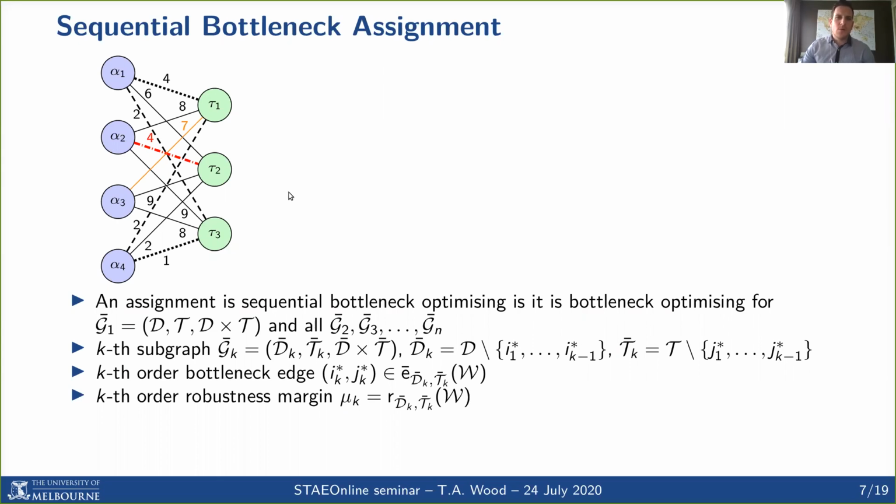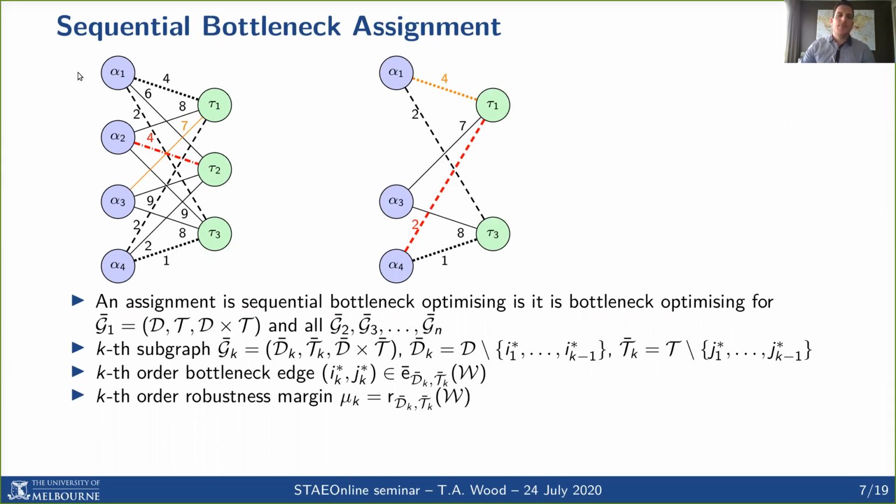So we perform what we're calling a sequential bottleneck assignment. The first step is the normal bottleneck assignment, and then we remove the agent and the task that we have assigned in that step. We then obtain this reduced graph and do the same thing here. We look at a bottleneck edge, shown here again in red. And as before, we not only look at the bottleneck edge, but we also look at what the difference is of the best assignment to the second best assignment.